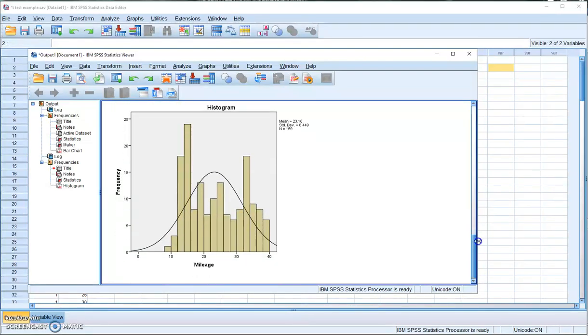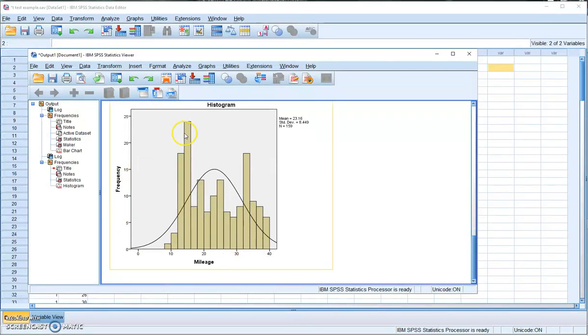And here you see the distribution of all the 159 values. Here that's the minimum 9, and you have some cars that have a mileage per gallon close to 40. And the distribution of the variable does not really follow a normal distribution.